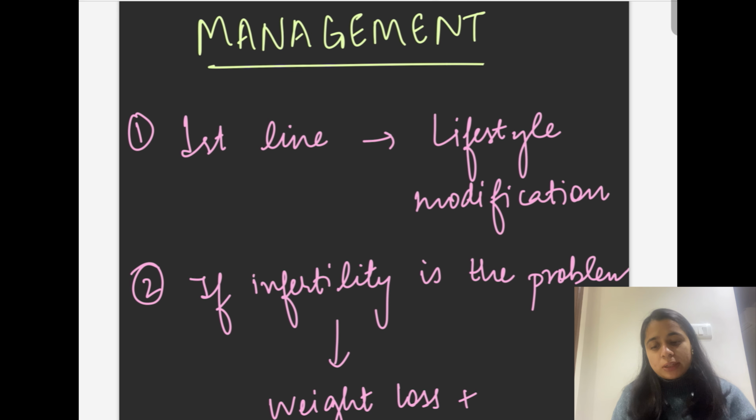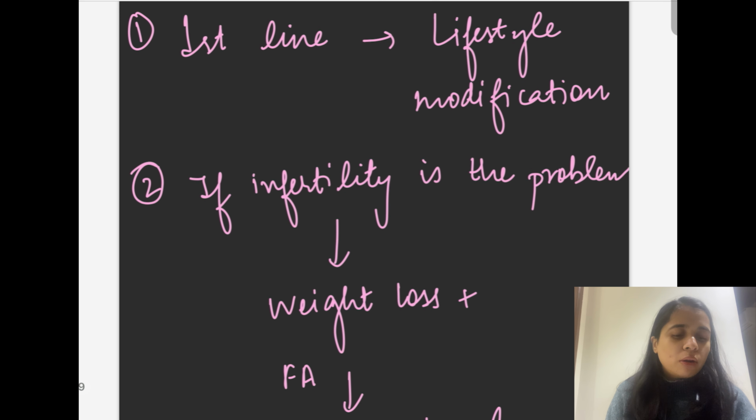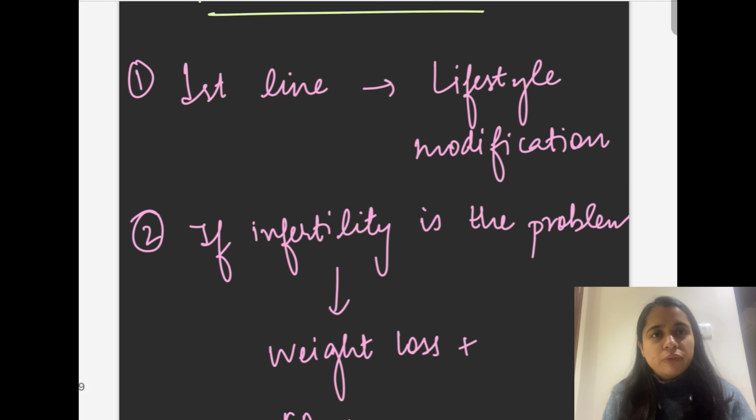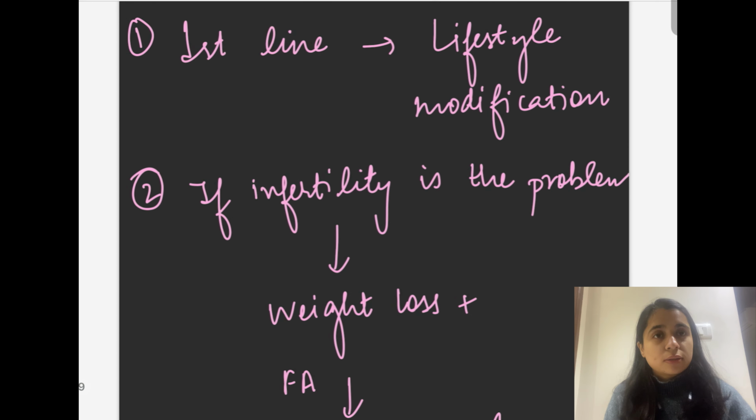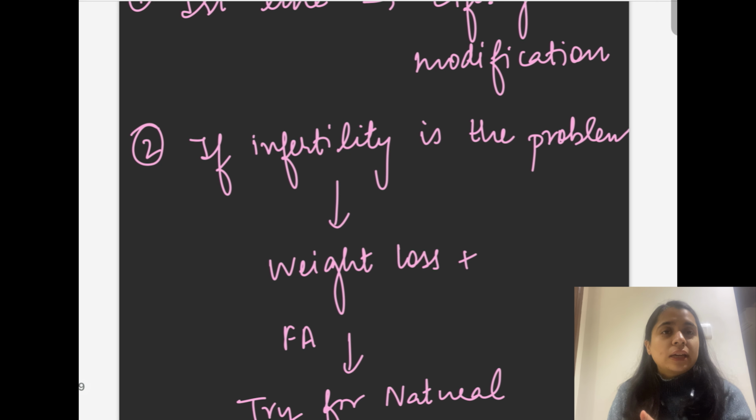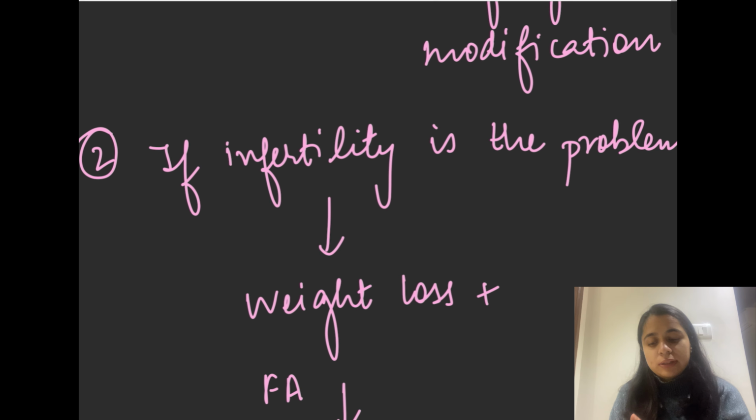Next is management. So first line management, when the patient comes to the OPD, first we always suggest lifestyle modifications. In terms of lifestyle modifications, we'll ask the patient to lose some weight, adopt a healthier lifestyle, exercise moderately, and have good eating habits. Taking proper sleep is also very important, which we suggest to our patients, and to maintain a stress-free lifestyle.